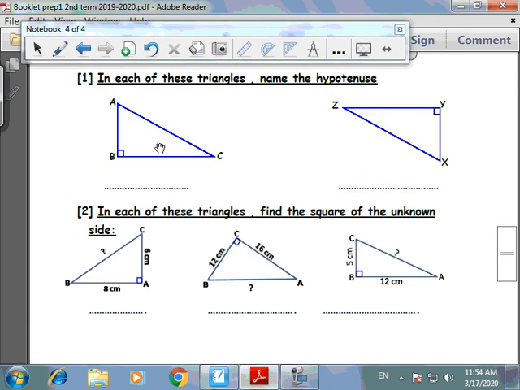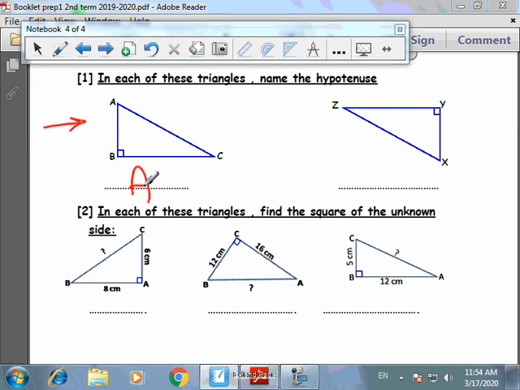In each of these triangles, of course, this example is on page 47, name the hypotenuse. So, where is the hypotenuse in number 1? Excellent. The hypotenuse is AC. Why? Because it's opposite to the right angle. What about the next triangle? Opposite to the right angle? Excellent. So, the hypotenuse is XZ. So, before I start, I have to know what is hypotenuse.